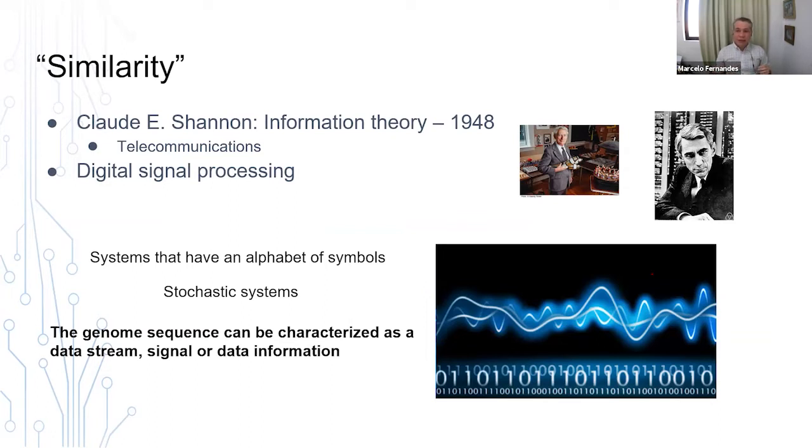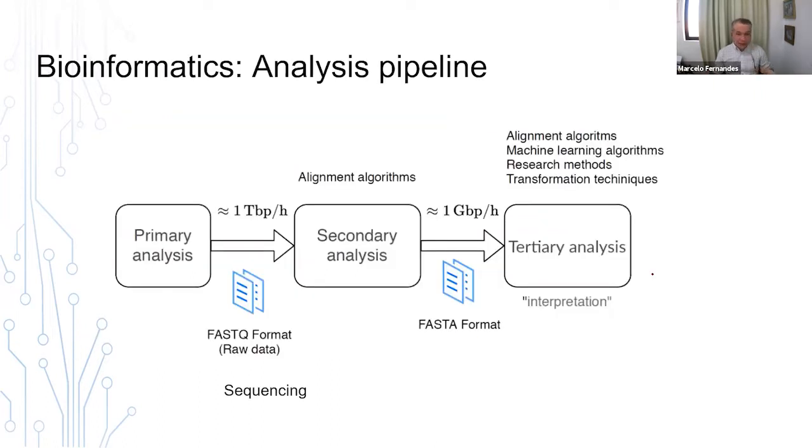If you are from the biological area, you can see a DNA sequence as a sequence of bases, nucleotides. But if you are from another field, you can see the DNA sequence as a sequence of letters, a sequence of signals. It's important because you can use several different algorithms to process the DNA sequence. So this picture shows the bioinformatics analysis pipeline.